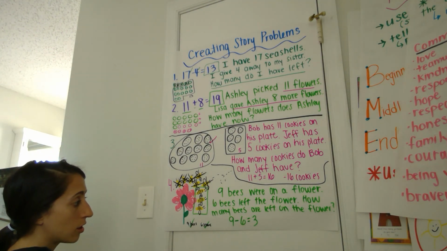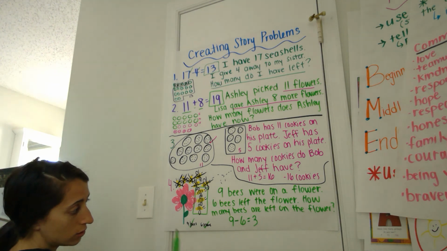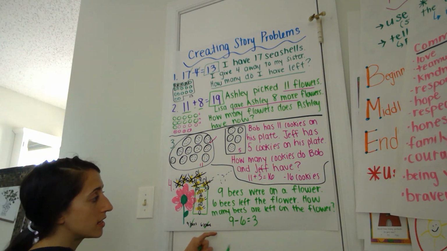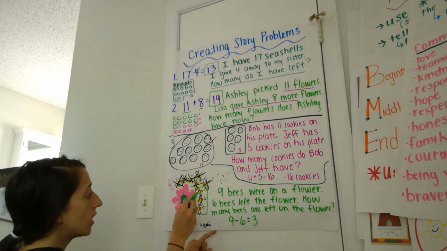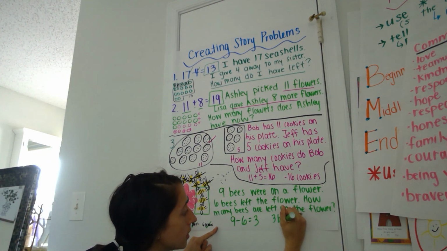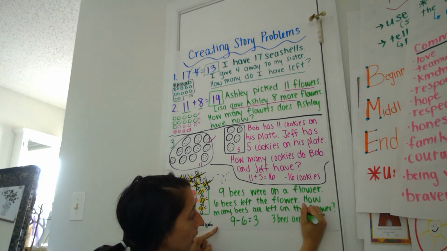You could also draw all 9 circles again, cross out 6. You should have 3 left. So what's the answer? How many bees are left on the flower? 1, 2, 3. 3 bees are left.